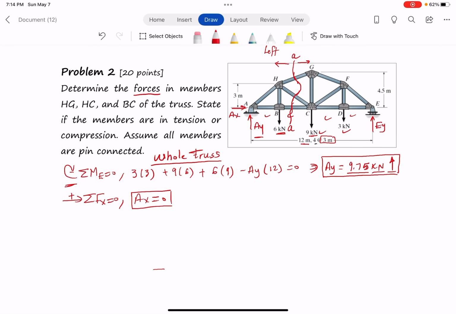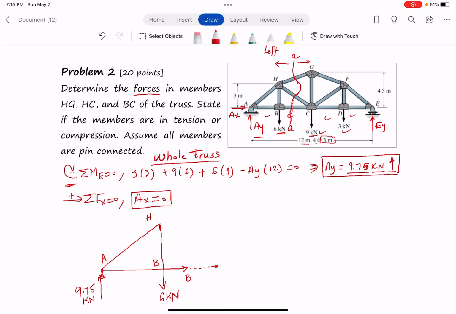So this is A, and this is H, and this is B. We have 6 kilonewton, and this is A. We have AY, 9.75 kilonewton going up, and that's A, B, and H. Okay, so once we do the cut, the BC will look like this.